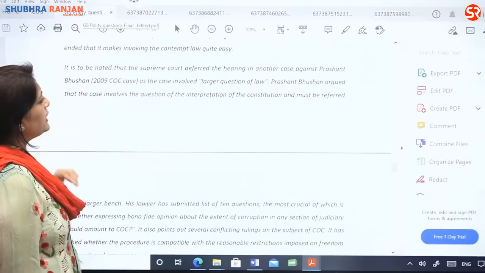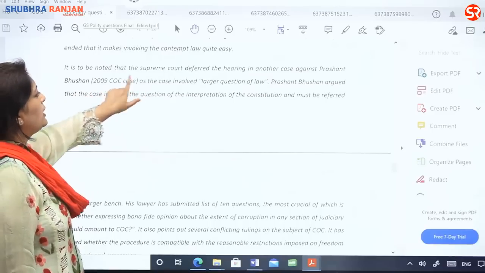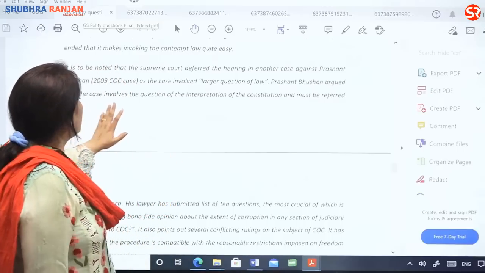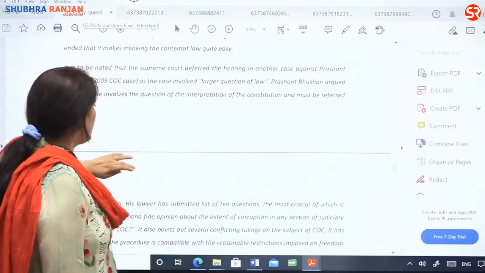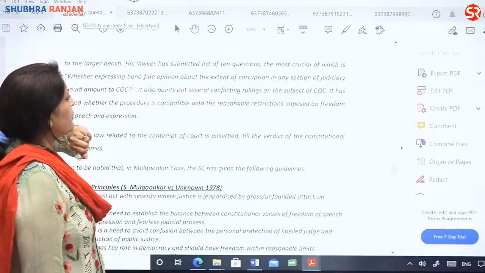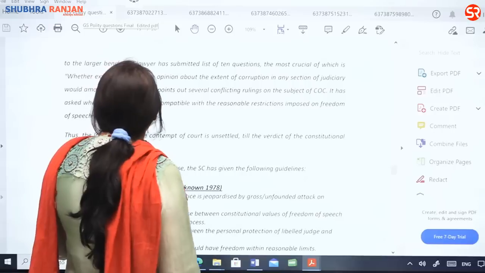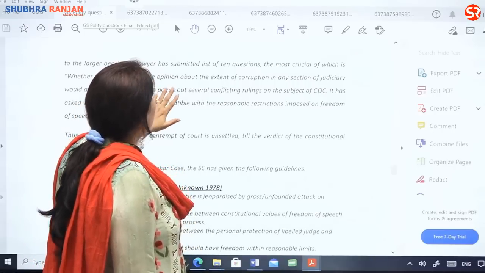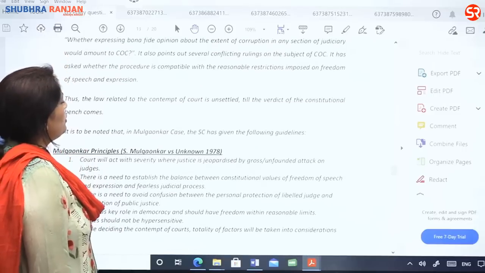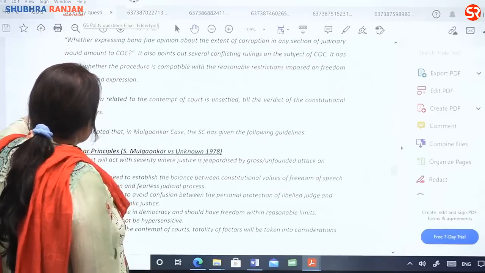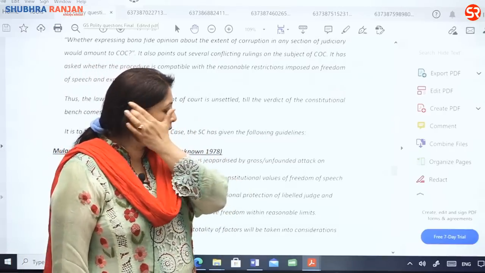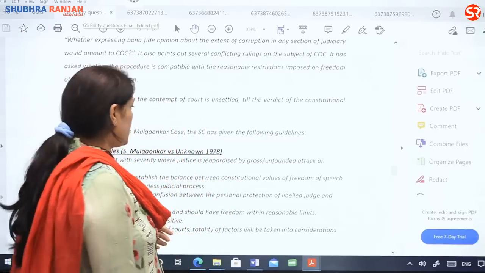The Supreme Court deferred the hearing in another case against Prashant Bhushan, the Tehelka case, as it involved a larger question of law. Prashant Bhushan argued that the case involved a question of interpretation of the Constitution and must be referred to the larger bench. His lawyer has submitted a list of 10 questions. The most crucial question is whether expressing a bona fide opinion about the extent of corruption in any section of the judiciary would amount to contempt of court. So they can even ask questions on the relationship between freedom of speech and expression and contempt of court.